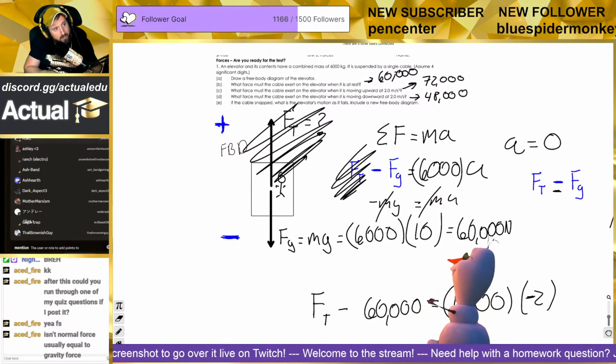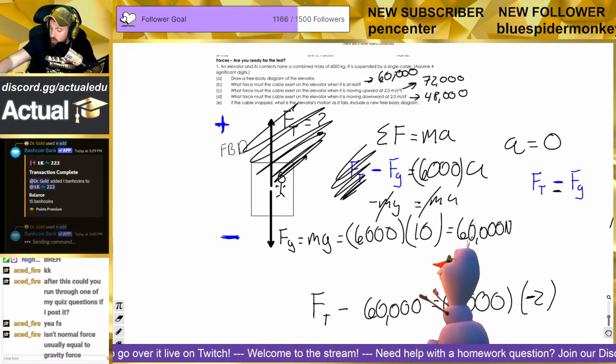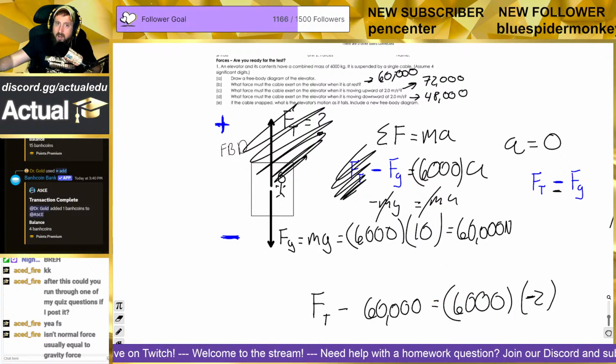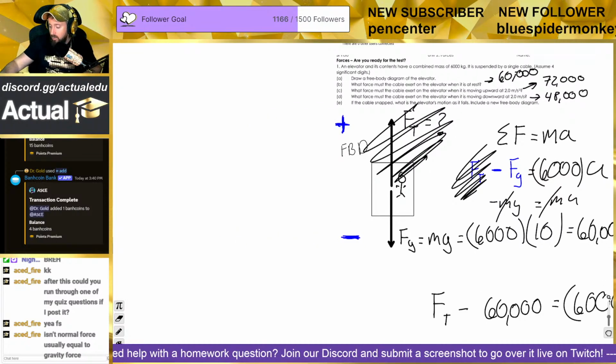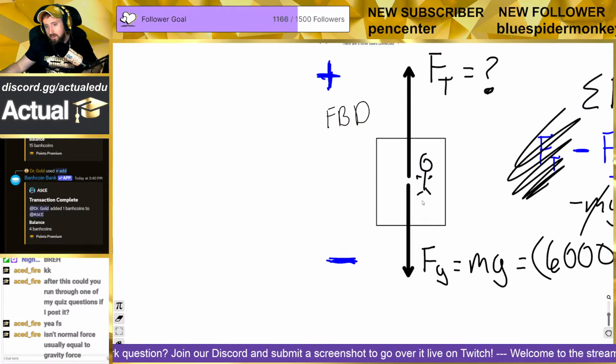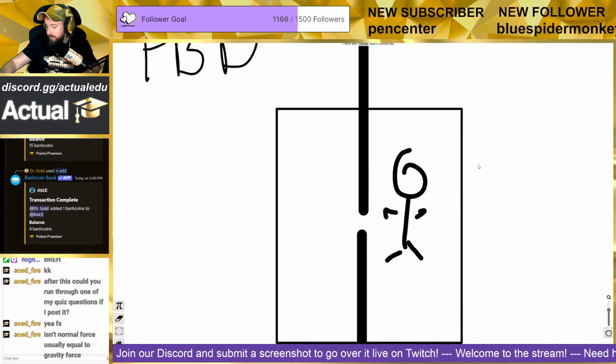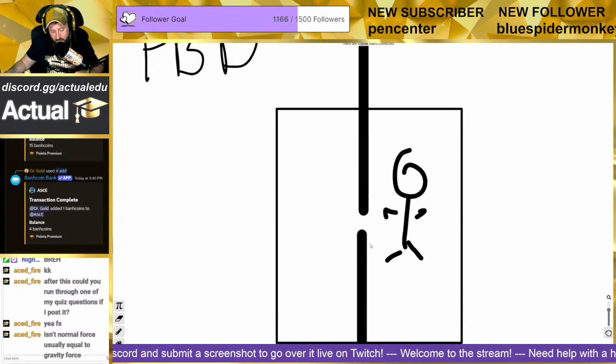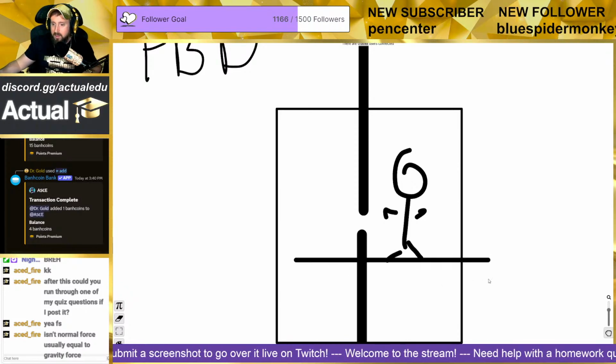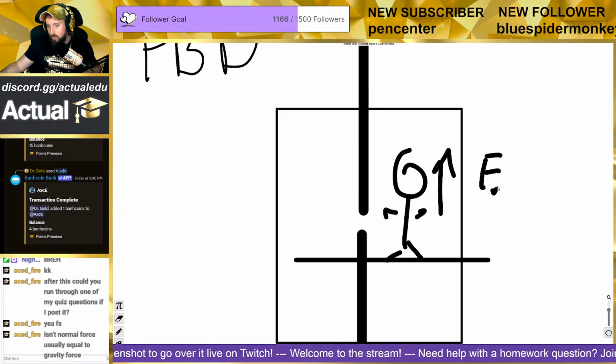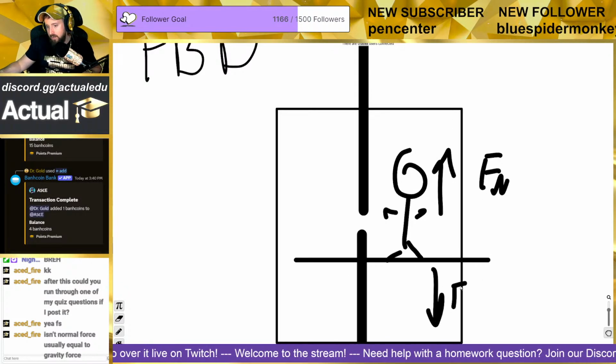Well done. Ace brings up a good question. You're asking, is normal force usually equal to gravity force? It is, unless the object is accelerating in the up or down direction. So, in the case of the elevator, if someone is standing in an elevator and the elevator is not accelerating, in that case, yes, the force normal will be equal to the force gravity because the person is not accelerating.